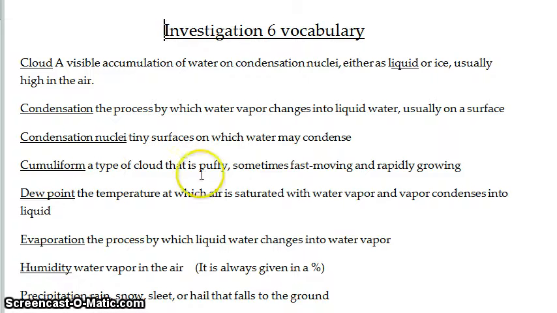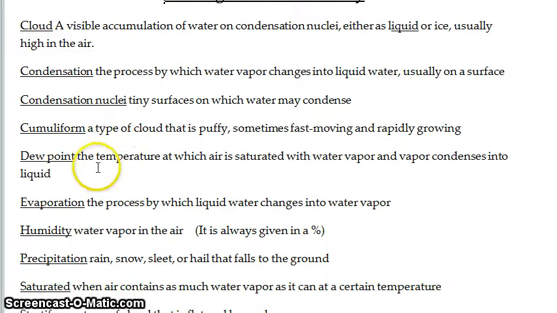Cumuliform, a type of cloud that's puffy, sometimes fast-moving and rapid growing. They're also going to be, as we start to talk about cumulonimbus and things like that when we talk about thunderstorms and clouds that are going to bring on a lot of rain or precipitation. The dew point, temperature at which air is saturated with water vapor, and the water vapor condenses into a liquid, which again we need to know when we're talking about how clouds form.